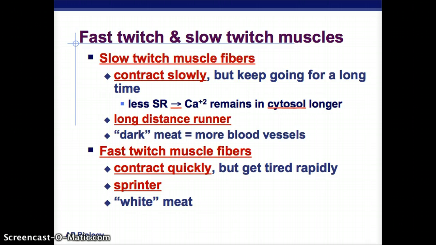So we've got fast twitch and slow twitch muscles. Slow twitch muscle fibers contract slowly, but keep going for a long time. So there's less sarcoplasmic reticulum, so the calcium remains out there longer, so the binding sites are open longer, so it continues to ratchet for a longer period of time. So that'd be like a long distance runner, and that's in the dark meat where there's more blood vessels. Then fast twitch muscle fibers contract quickly, but they get tired very rapidly. That'd be like a sprinter or the white meat.